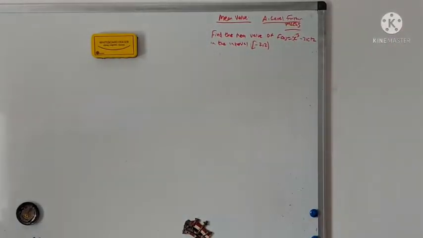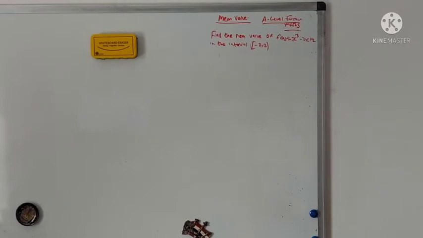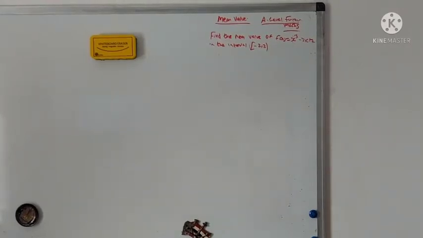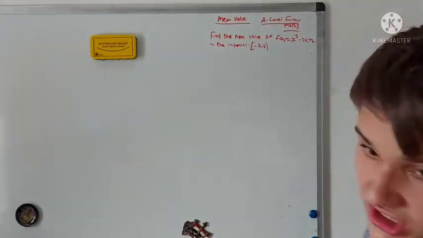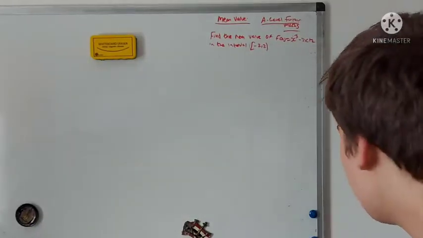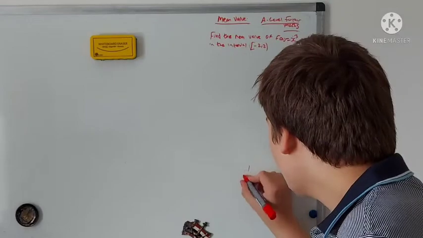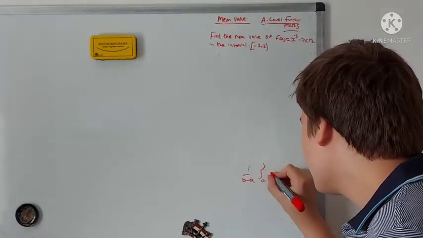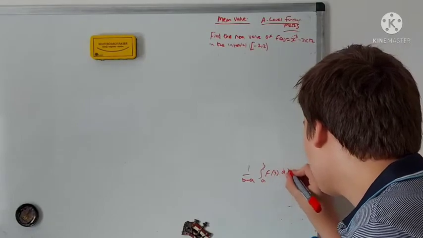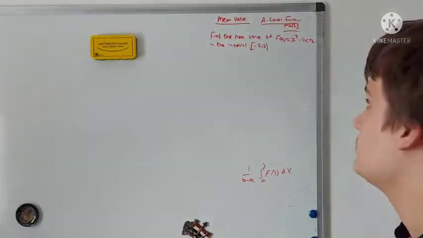Find the mean value of f of x is equal to x cubed minus 3x plus 2 in the interval between minus 2 and 2. Okay, well, as you've just seen in the previous section, I've got 1 over b minus a times the integral between a and b of f x dx. That's the formula that I'm going to be using.